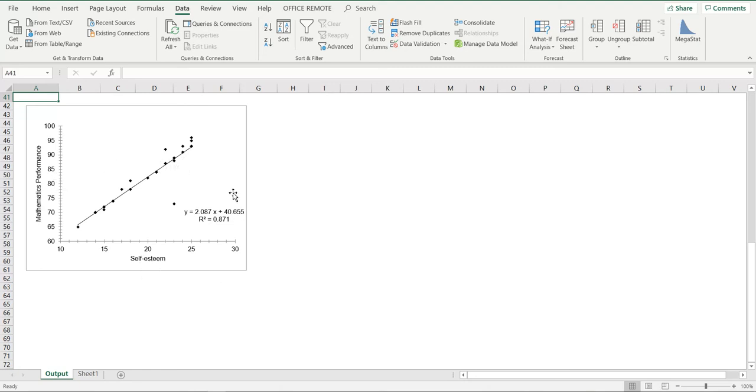So the interpretation is that the mathematics performance will increase by 2.087 points if the self-esteem increases by 1 point. And the R squared is 0.871, which means 87.1% of the data is being accounted for by our model. So that's how we are going to use Megastat to present our data.